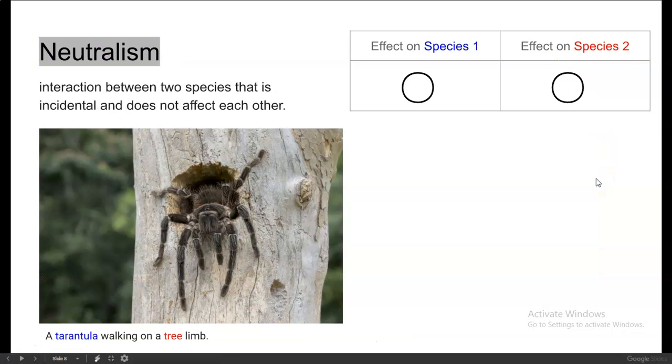Finally, there's neutralism, in which an interaction between two species is incidental. It doesn't affect either one. Neither species is benefiting, neither species is harmed. So, for example, a tarantula walking on this tree limb would be an example of neutralism.